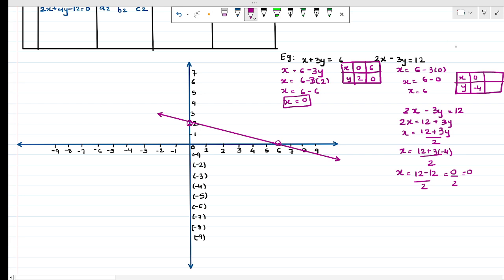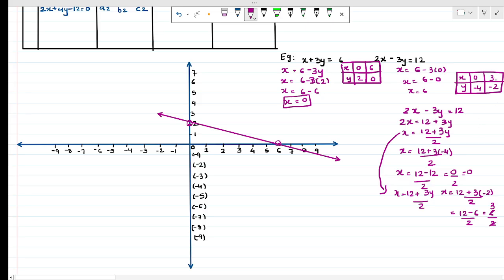Again, now take the value of y as negative 2. For this equation, x is equal to 12 plus 3y upon 2, I am taking y as minus 2. So x is equal to 12 plus 3 into minus 2, upon 2. So 12 plus minus 3 twos are 6, upon 2. 12 minus 6 gives 6 upon 2. 2 threes are 6, so I get my answer as 3.